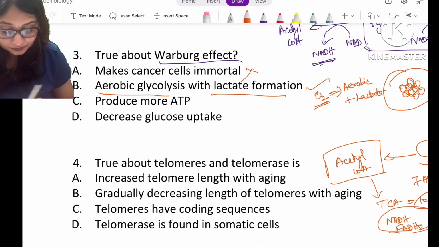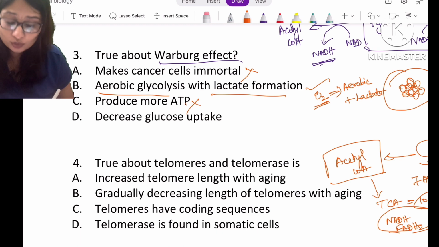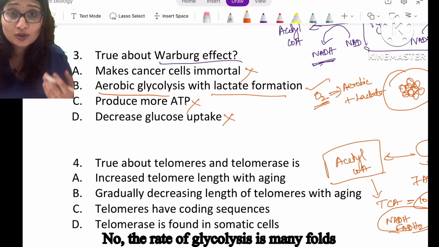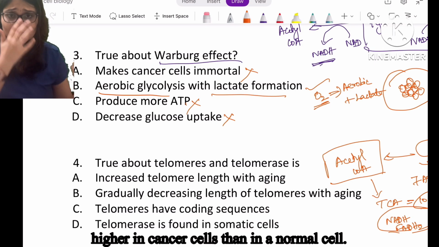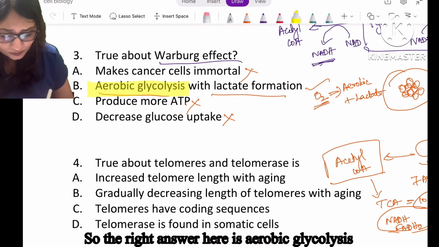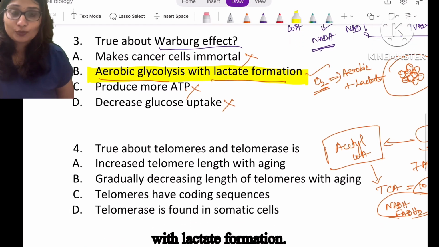Okay. And does it produce more ATP? No, it produces less ATP. Decreased glucose uptake? No, the rate of glycolysis is many folds higher in cancer cells than in a normal cell. Okay, so the right answer here is aerobic glycolysis with lactate formation.